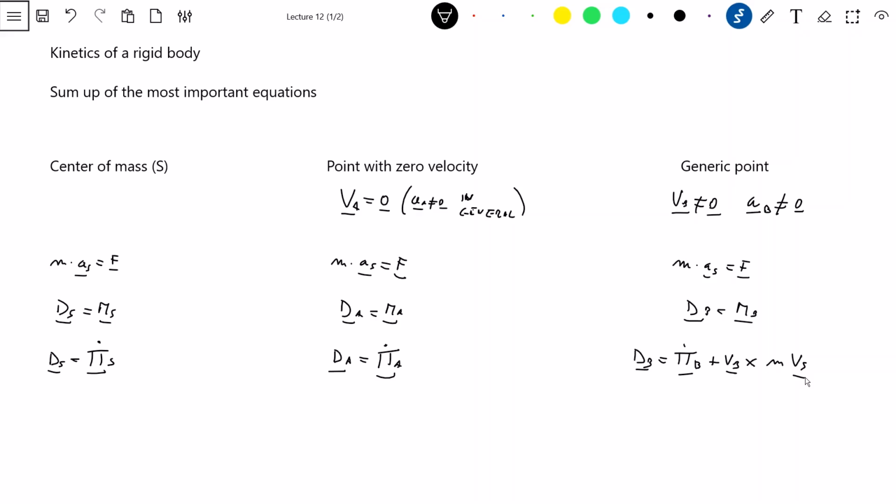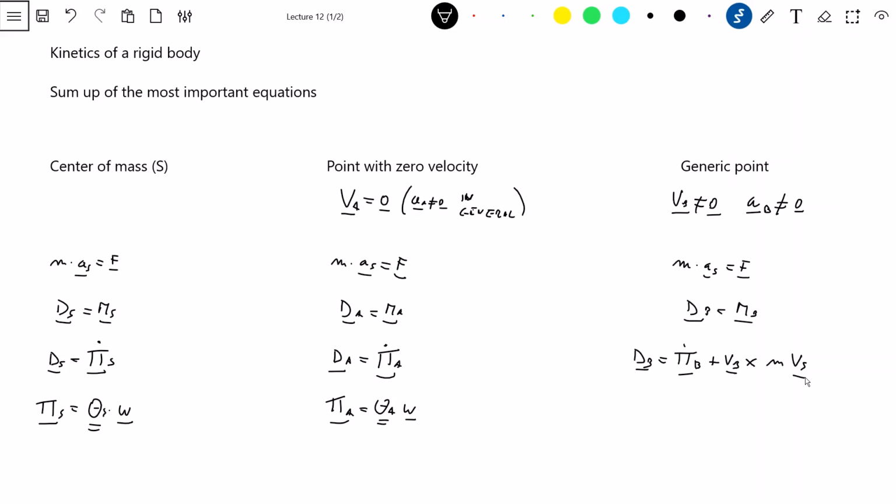Now, what is pi? The angular momentum. So we have pi S is equal to theta S times omega. Then if we take it with respect to the point of zero velocity, we have that pi A is equal to theta A times omega. Here is theta S, here is theta A. To compute theta A, you have to first know theta S and then move to point A using the parallel axis theorem.